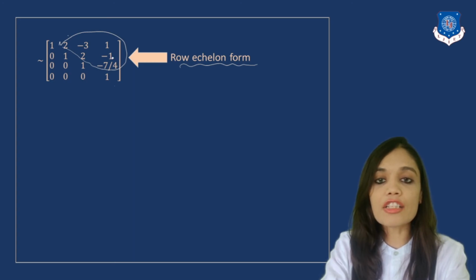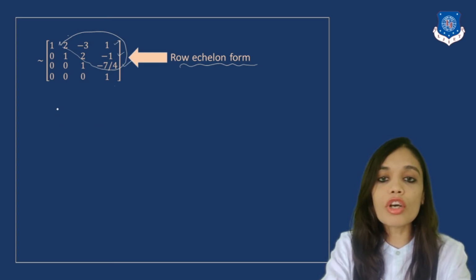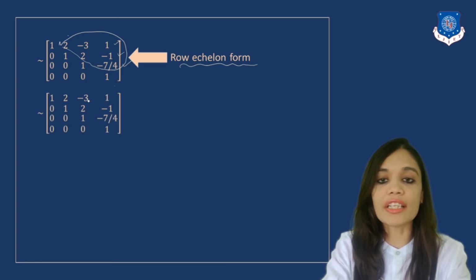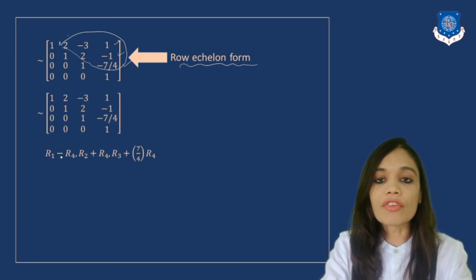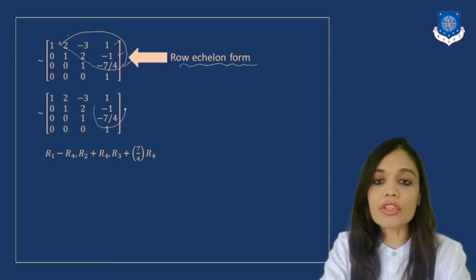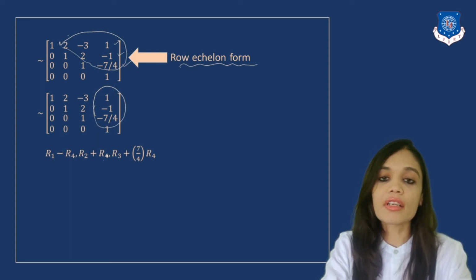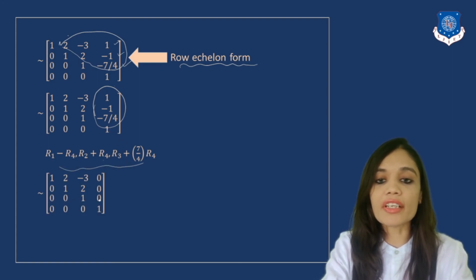So firstly, let us form 0 at these 3 places. So we need to do the following row operations, that is R1 minus R4, R2 plus R4, R3 plus 7 by 4 R4. That is, we are making zeros in these places, right? So let us do the operations. Just do this operation, so you will get the following matrix, that is, you will get zeros at these places.